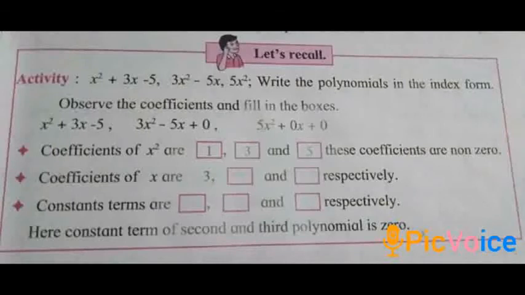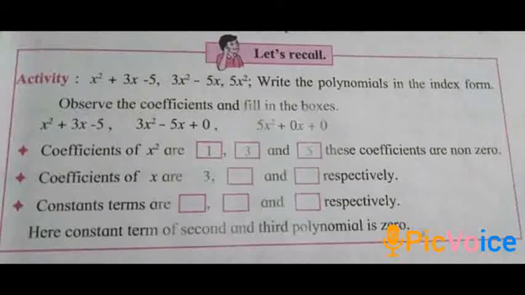Now here you can see an activity where there are polynomials given over here. First is x square plus 3x minus 5. This is on page number 31 of your algebra textbook. Second is 3x square minus 5x, and the third polynomial is 5x square. You have to just observe the coefficients and fill up the boxes. Now coefficient of x square, in all the three polynomials they are asking.